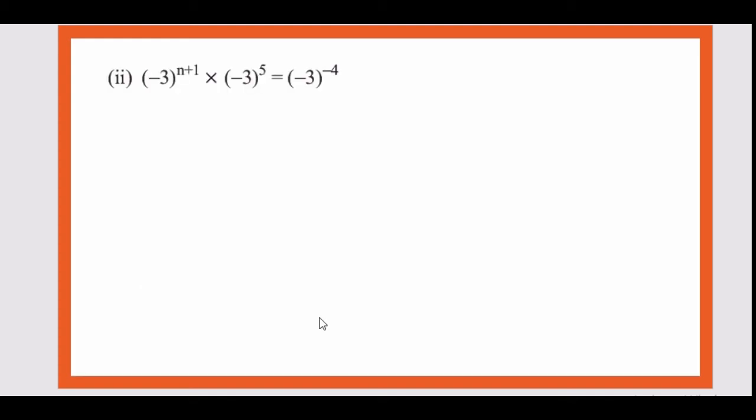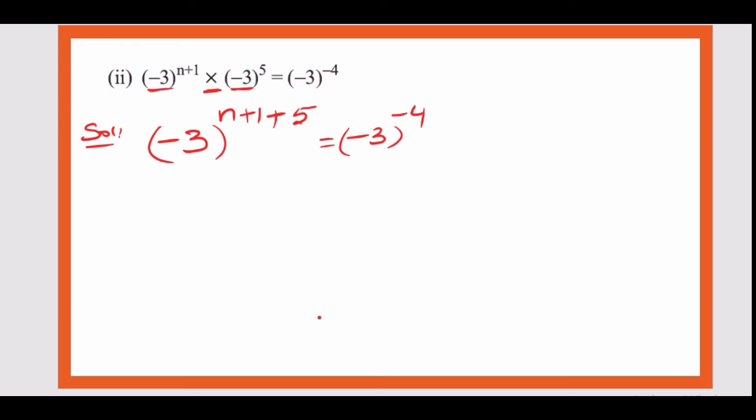One more question. If you observe here, bases are same and they are in product form, then what can I do on left hand side? So I can write as (-3)^(n+1+5). So when bases are same, I can add the exponents. So (-3)^(n+6) is equal to (-3)^(-4). Again if you observe, these are in equation form, and one more thing is bases are equal.